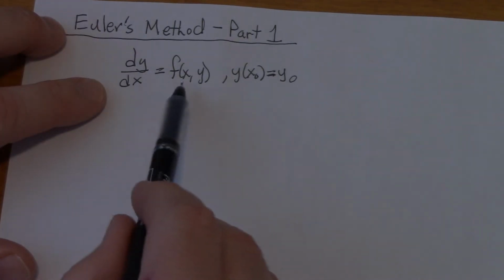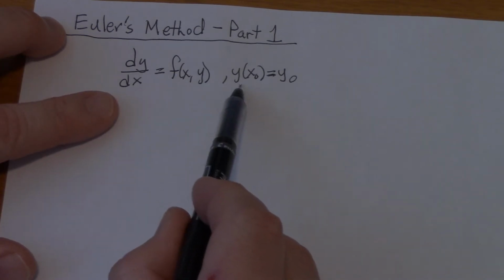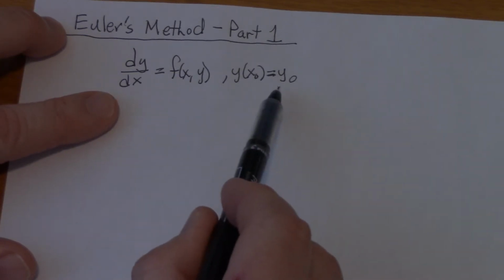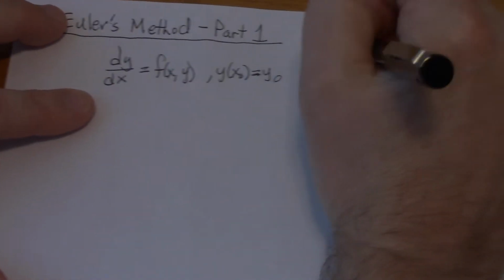So dy/dx equals f of x, y. That means there are x's and y's on the right-hand side. And we have some kind of initial condition. We'll say y of x0 equals y0. All right, so there's going to be a couple of things we need.